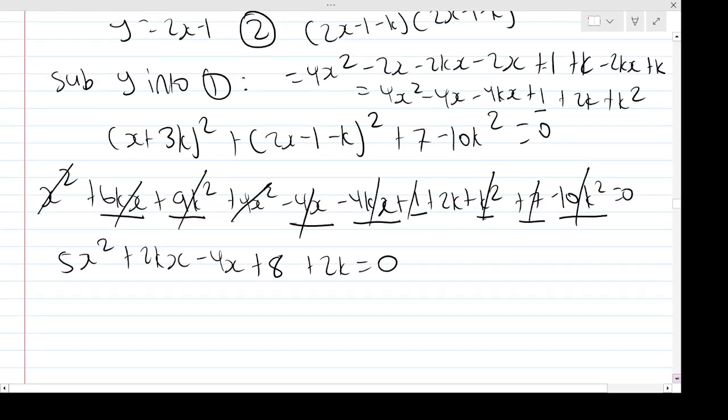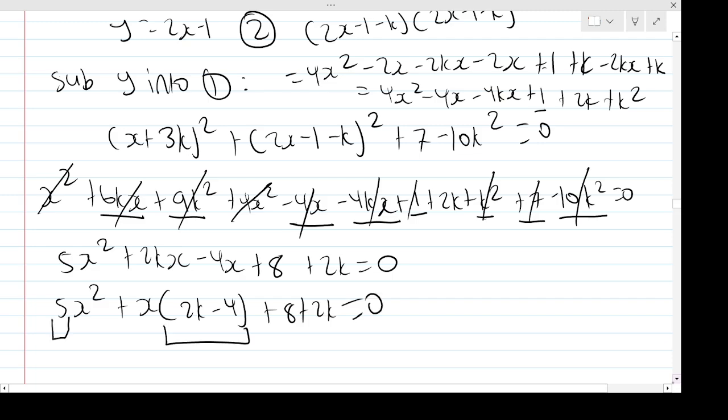So that's again a quadratic in x. So that's 5 for A. Actually, we can simplify this a bit more to 5x squared. Then we group the x terms together. So x lots of 2k minus 4, plus 8 plus 2k. And then hopefully you recognise the quadratic in x: a is 5, the b coefficient is 2k minus 4, and then the number at the end is 8 plus 2k.